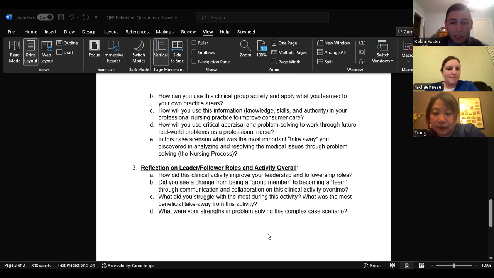So letter C, what did you struggle with the most during this activity? What was the most beneficial takeaway from this activity? For me personally, I need to work on something. I need to work on all of nursing school, and my professors have told me every time, I need to learn how to rely on others and ask for help, because sometimes my pride can get in the way, and I just want to handle it all myself. But I need to rely on others more, and that's something that I had to learn during this project. And my partners had my back and took care of business, so it was great. That was my great takeaway from this assignment.